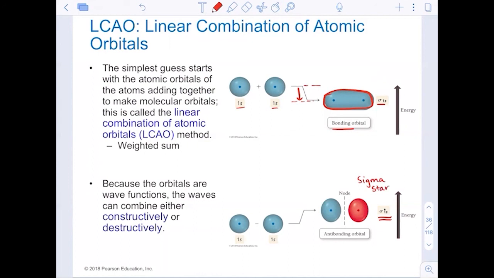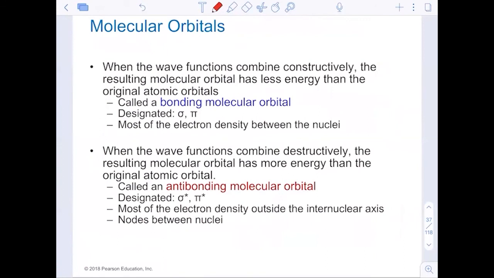Notice that little star asterisk right there in that top right corner. This is an antibonding orbital. What we notice is that the energy difference between the atomic orbitals and the antibonding orbital is higher in energy. It's destructive. There's actually a node holding those two together. And so when we think about these two options, constructive and destructive, we get into the idea of molecular orbitals.